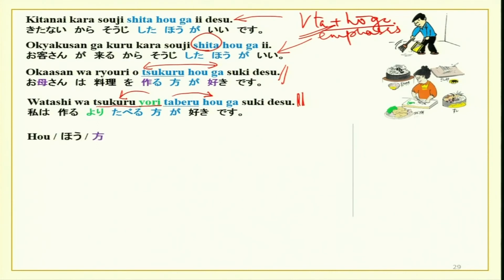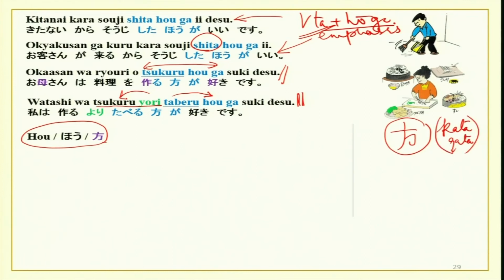Now this word hoga you have been doing for a long time. The kanji for hoga is this one. Now you have also done this kanji earlier as kata or gata. Remember sensei gata? So this means person. But when ho is used like this, what does it mean? Ho means towards a certain place or in a certain direction.